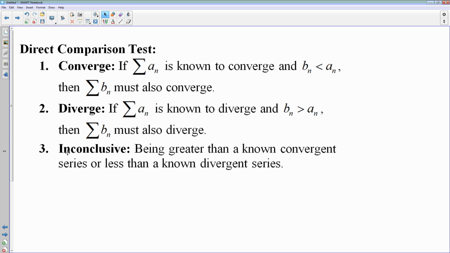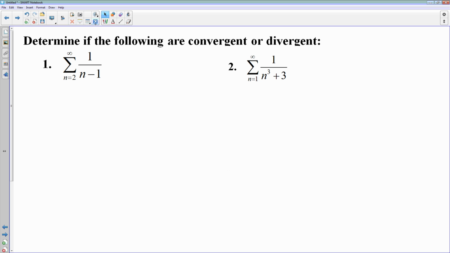The comparison test is inconclusive if you are larger than a convergent series or less than a divergent series. If you get the inconclusive case, then you will probably go with the limit comparison test, which we'll talk about later. So with direct comparison, let's try that with a few problems here.